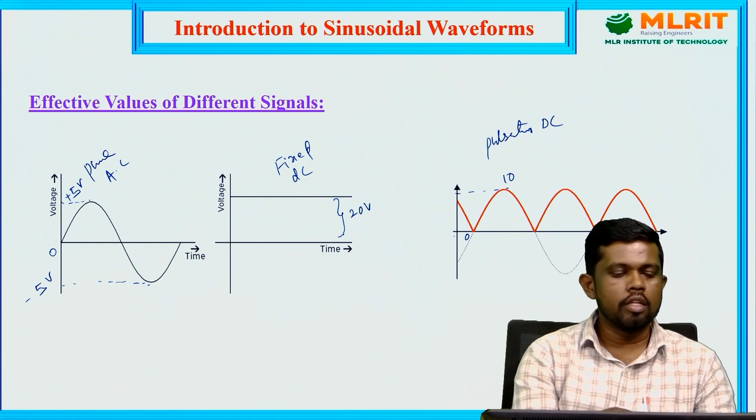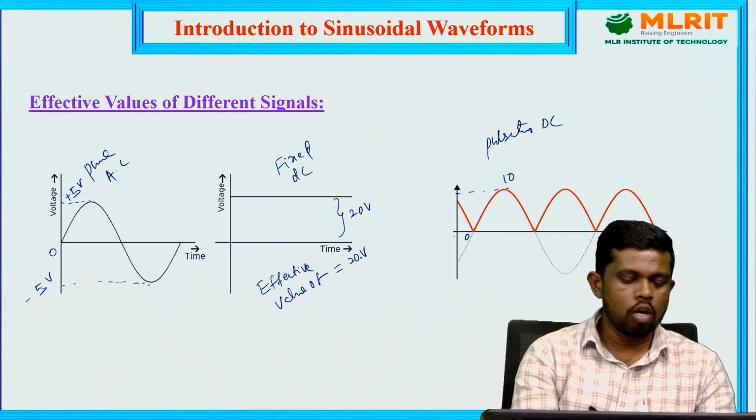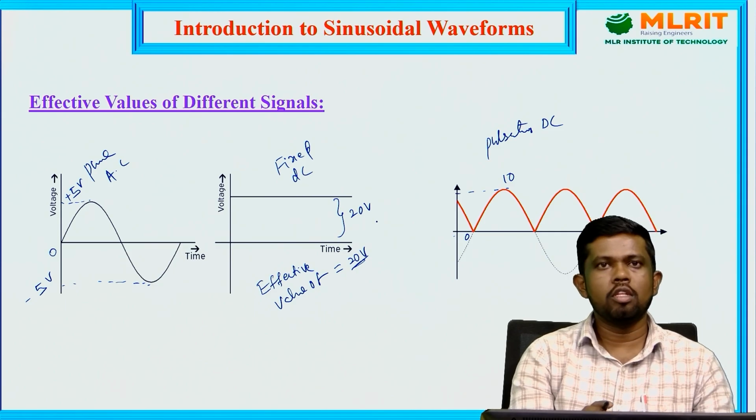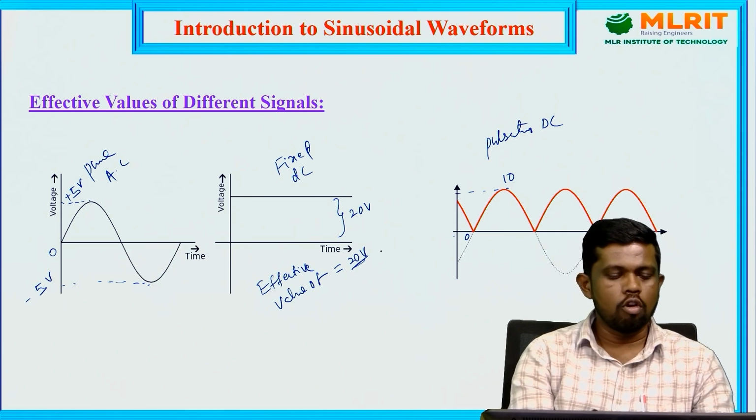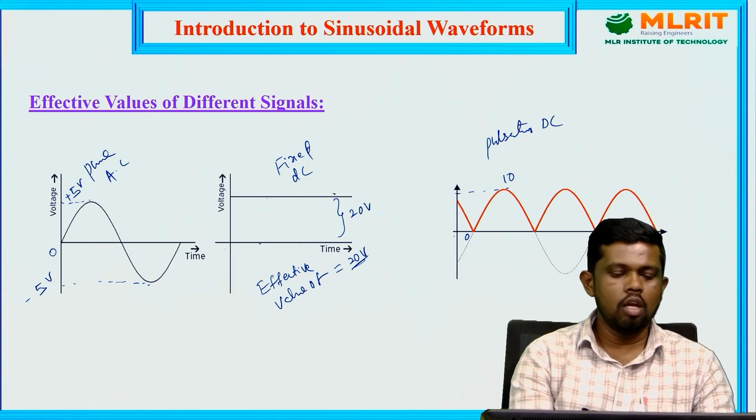For the fixed DC signal, the effective value: the signal is fixed at 20 only, so 20 volts, and the effective value of this signal is 20 only. Here also 20, here also 20, here also 20. That's why the effective value of this signal should be 20 only.